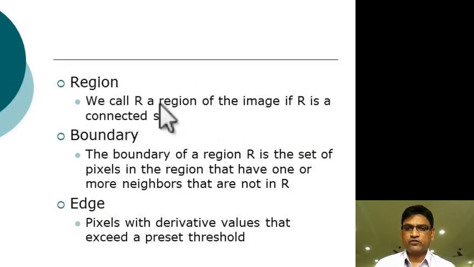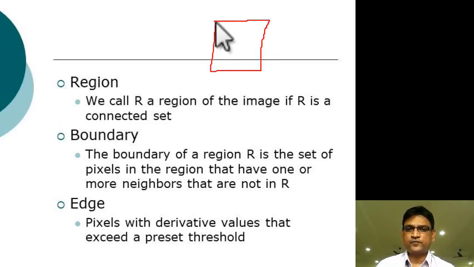So we call a region a connected set. That means, suppose for example you are considering this as an image, all the points in this image should be connected to each other. That means adjacency should exist and they should satisfy some similarity criteria. Then we can call this a region R.